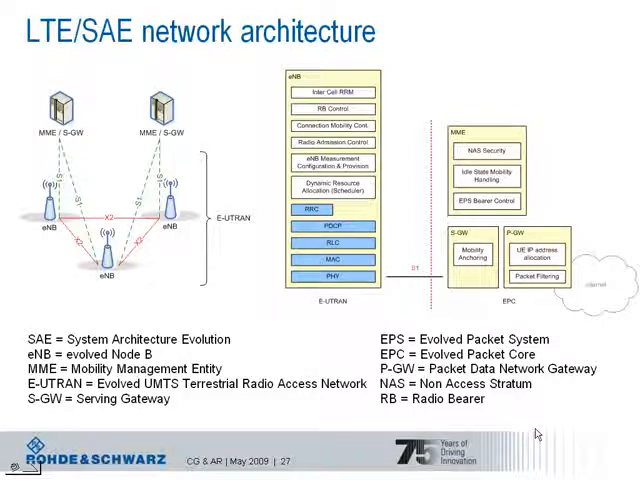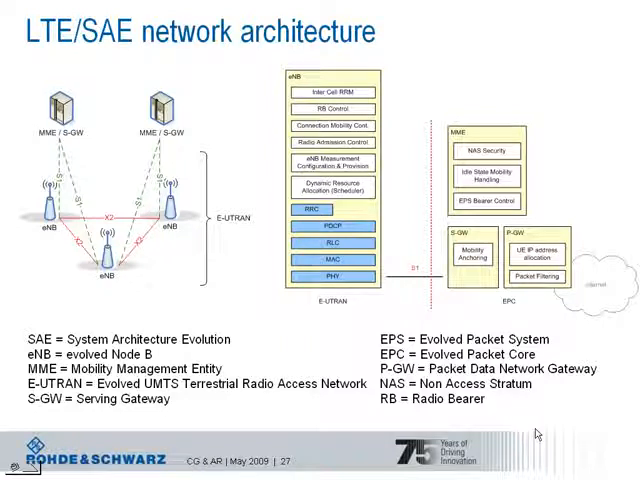The right figure shows in more detail the functional split between a base station, an eNode B, and the evolved packet core network. The EPC or evolved packet core consists of different entities: the MME, which is the mobility management entity, the serving gateway, and the packet data network gateway. The base station, the eNode B, constitutes the evolved UTRAN, so it constitutes the radio access network, which also means that a lot of functionality is concentrated inside the base station.